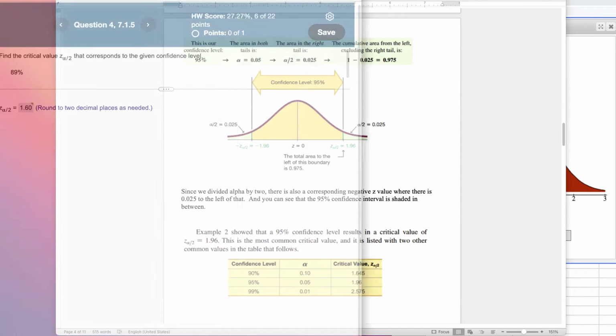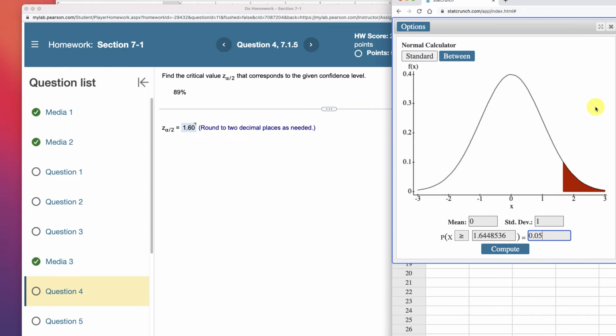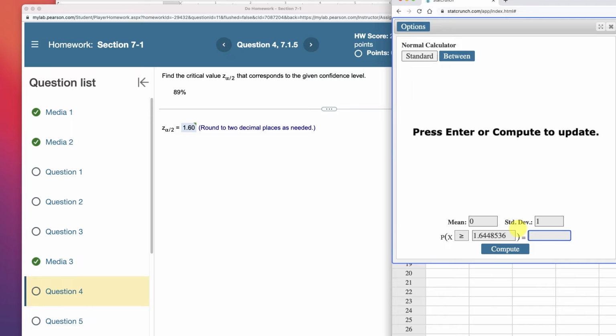Let's go to a homework problem here and try this one here, number 4. It says find the critical value for 89%. Okay, remember 89% is 0.89, so we're talking about an alpha of 0.11, right? 0.11 is our alpha.